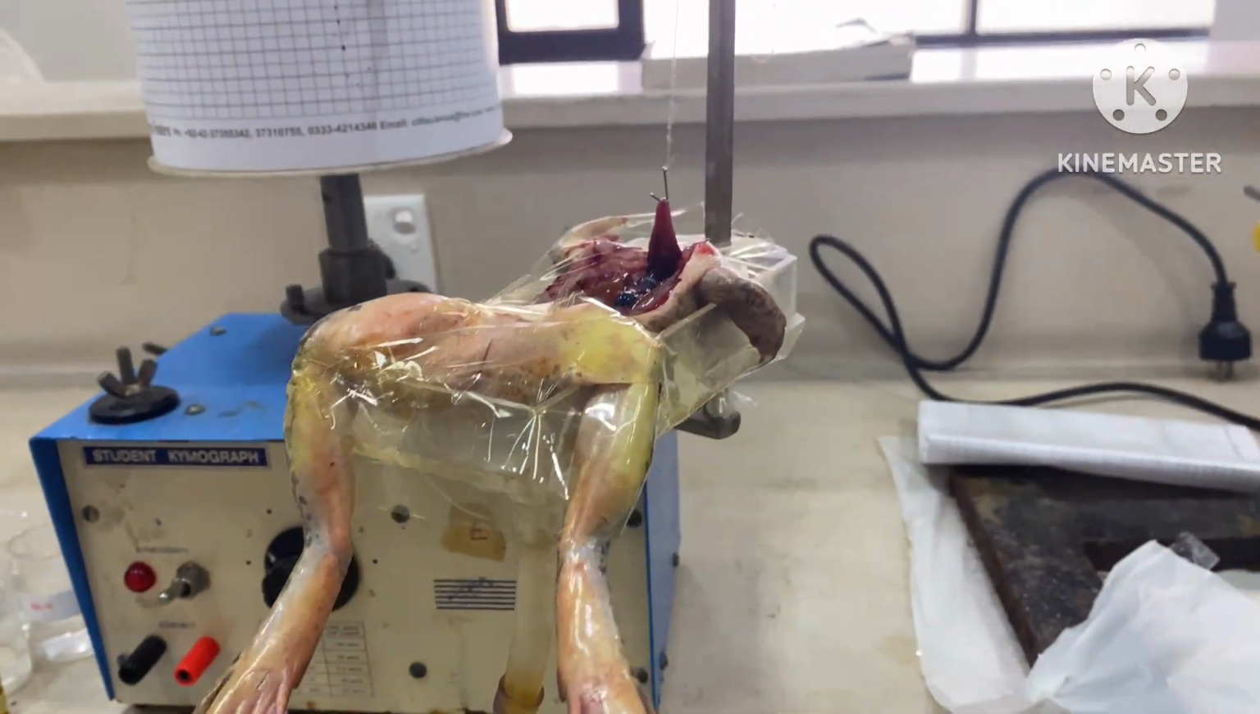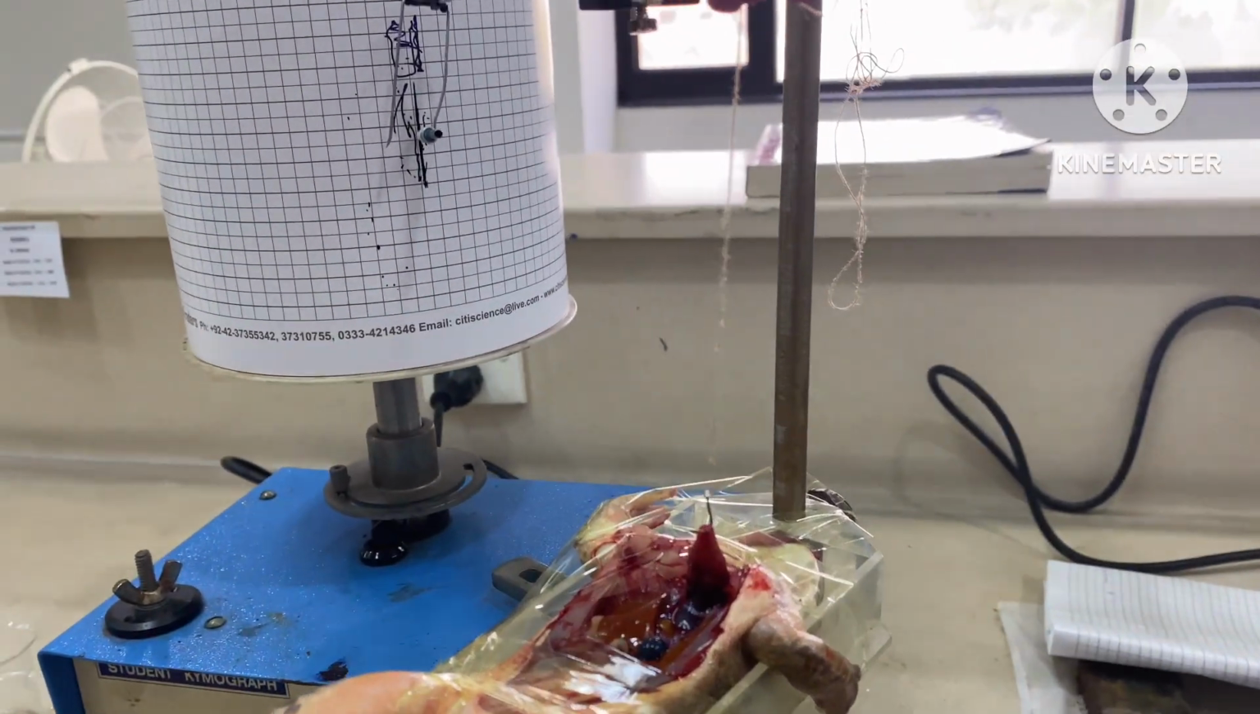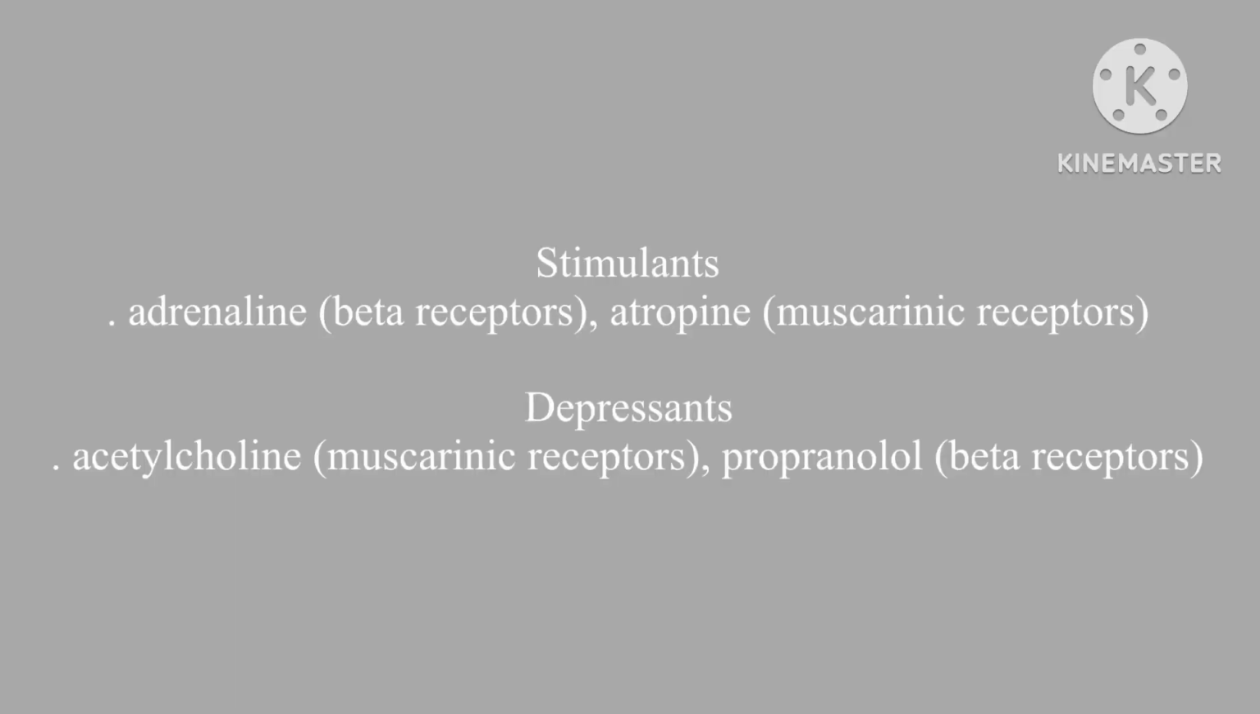So first of all, let's discuss the depressants and stimulants of the heart. The stimulants include adrenaline and atropine. Adrenaline is an agonist at adrenergic receptors, especially beta 1, at low to moderate doses. Its stimulating effect on the heart means it increases heart rate and increases contractility. It has both a positive chronotropic effect and an inotropic effect.